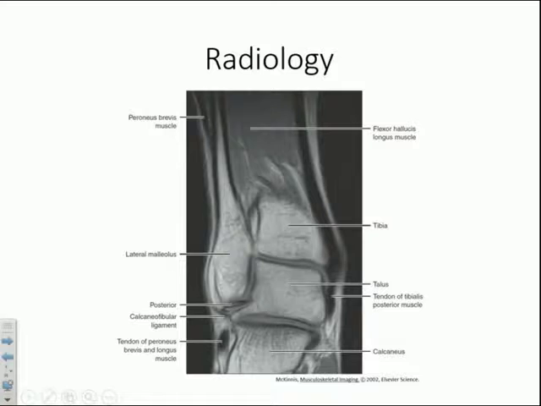MRI image of the ankle as well, showing the lateral malleolus, the tibia, and this also gives us an appreciation for the medial and lateral collateral ligaments. Specifically, we can see the posterior talofibular ligament, the calcaneofibular ligament, the peroneal tendons, and the tendons that cross behind the medial malleolus, specifically the tibialis posterior in this diagram.